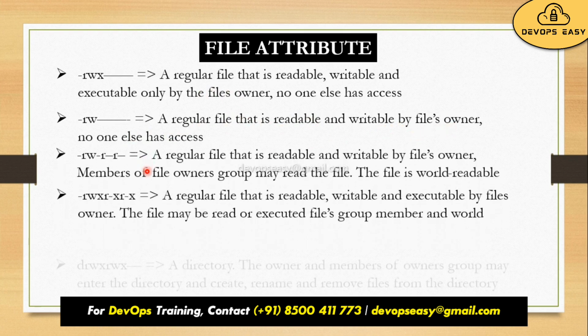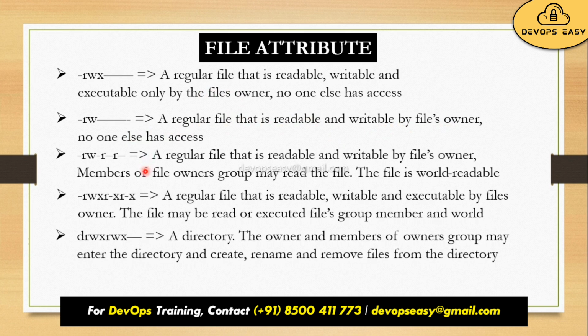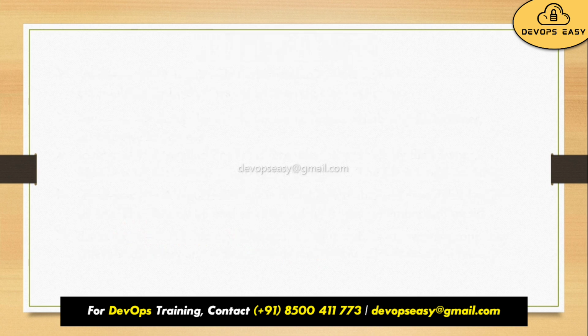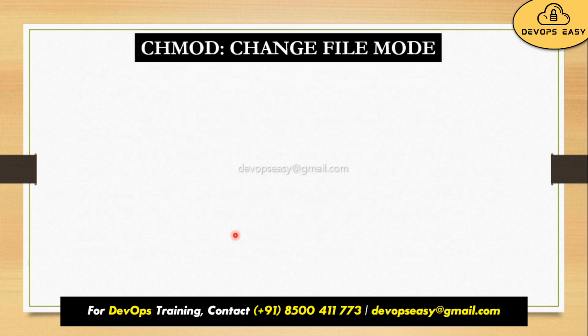So like this, I have given some examples. If it is D, I told you, it's a directory: a directory with read, write, execute for owner, read, write, execute for group, and no execute for others. Try to watch the video again, you will understand. One more thing, chmod, I told you, it will change the file's mode.